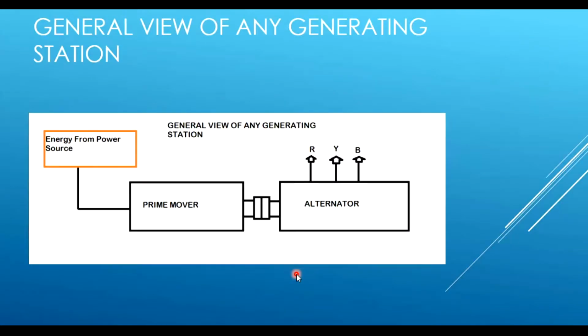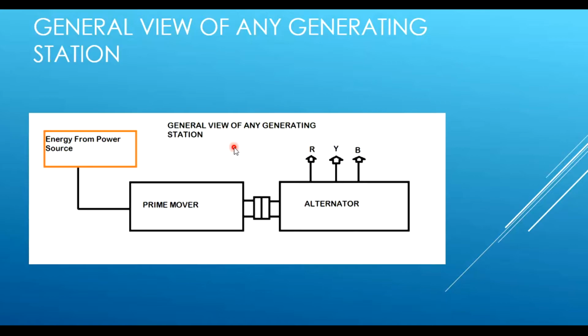Coming to the general view of a generating station, first of all we cannot make power out of nothing, so we need some source of energy to convert into electric power. So energy from the power source is fed to the prime mover, which we are going to discuss. Then it is directly coupled with the alternator, and through the alternator, in three phase RYB, we transmit the power. This is what we call the general view of a generating power station.